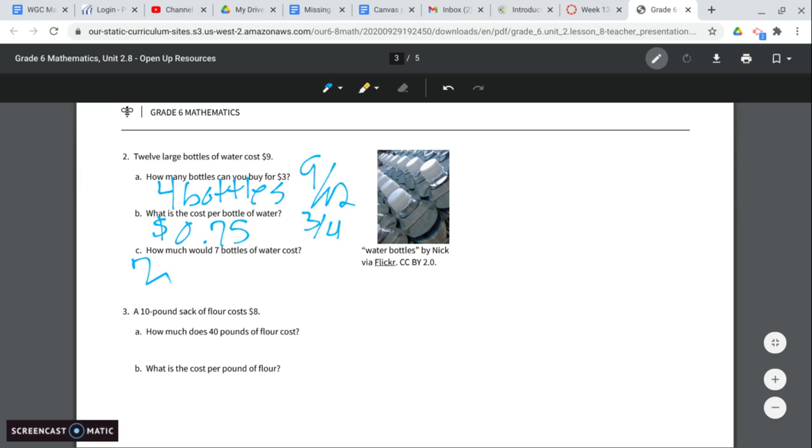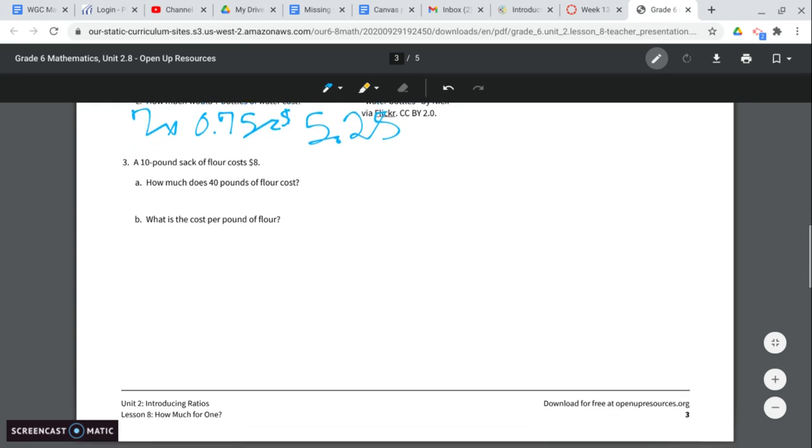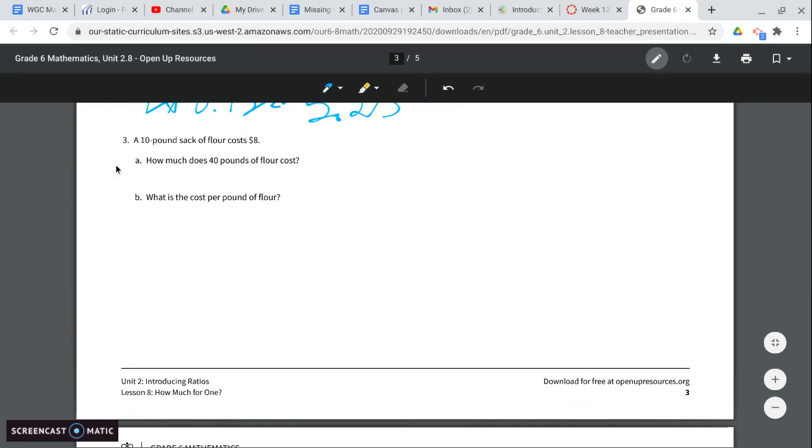So how much would 7 bottles of water cost? We're going to take 7 times 0.75, which is going to give us $5.25. So that is the cost for the 7 bottles. Once again, these are our rates. Keyword: rate.